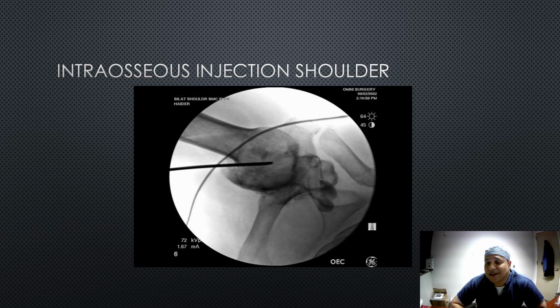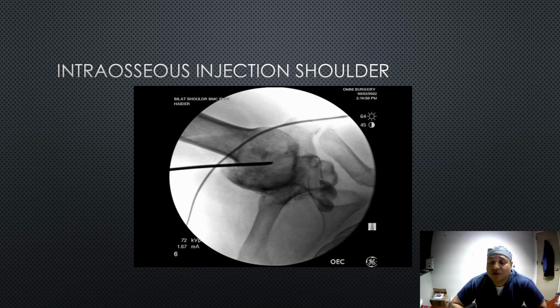We also injected his AC joint in addition. I think it's very important in shoulder treatment to not miss the acromioclavicular joint. This is often arthritic and often diseased. So in this case, we injected intraosseously into the humerus, intraarticularly into the glenohumeral joint, as well as intraarticularly into the acromioclavicular joint, and we also injected into the subacromial space.